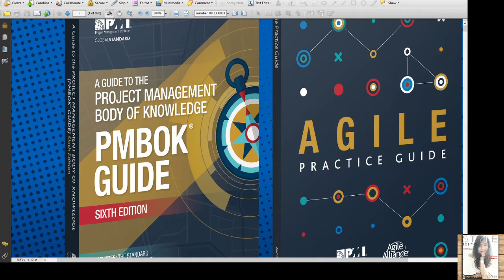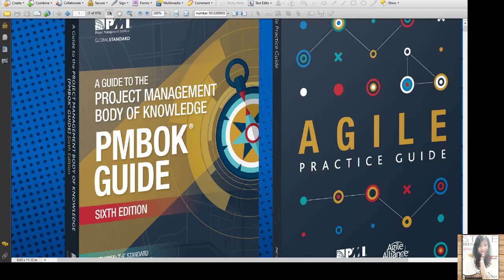The PMBOK is the 6th edition, and there are 3 parts I see in this PMBOK 6th edition. Part 1 is the Guide to the Project Management Body of Knowledge, the PMBOK Guide. In part 1, there's the introduction, number 2, the environment in which projects operate, number 3, the role of the project manager, number 4, project integration management, number 5, project scope management, number 6, project schedule management.